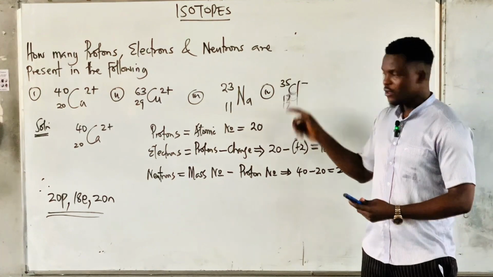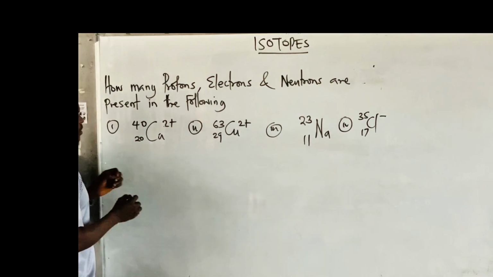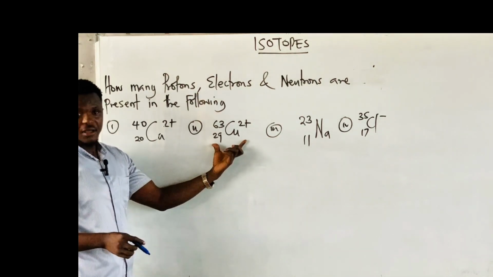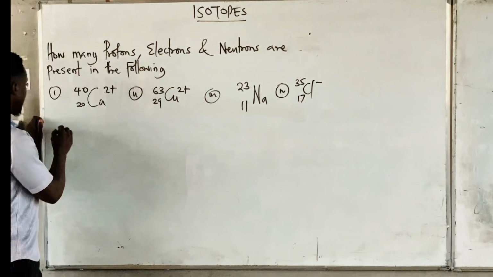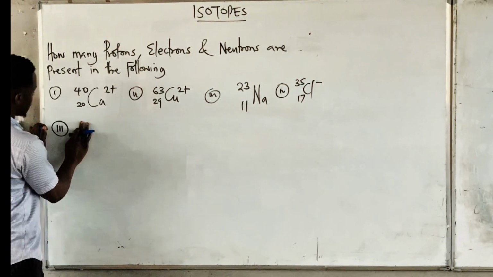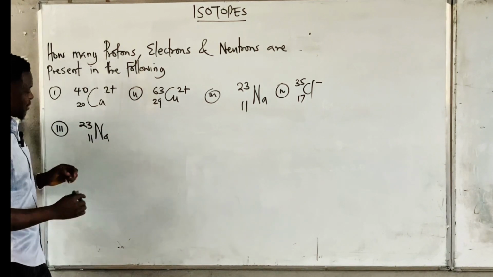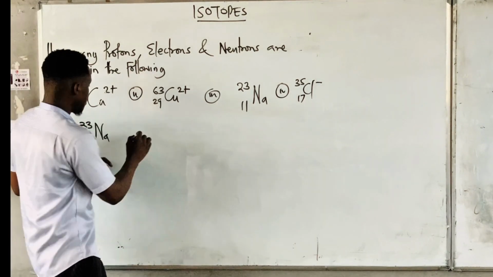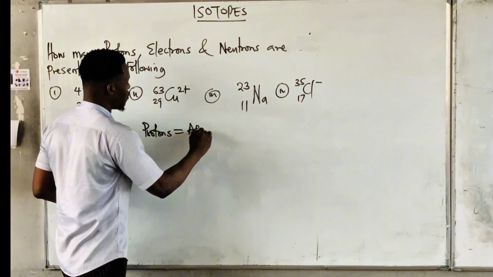Is it not so? So let's look at this next guy. Now for the second guy, I'm going to skip this guy. I would like us to try the second one because it's very similar to what I did here. So let's look at III. Now look at this. There is no charge here. So first thing I'll say, protons is same thing as the atomic number.